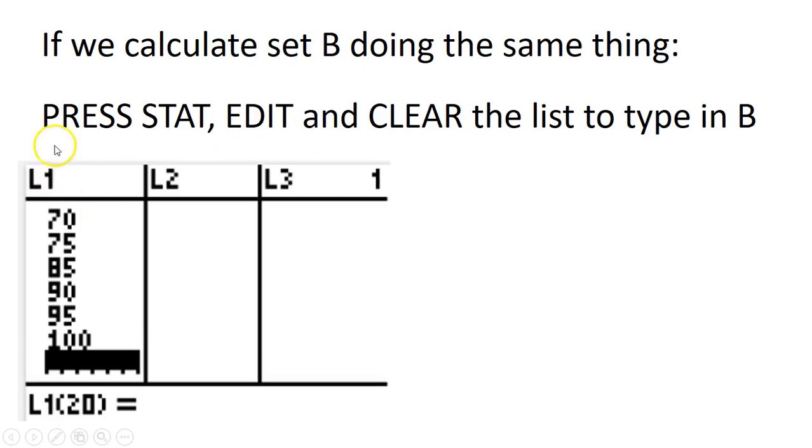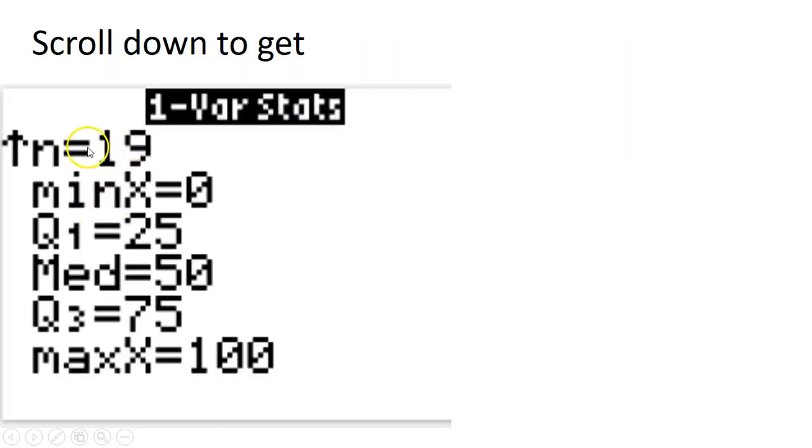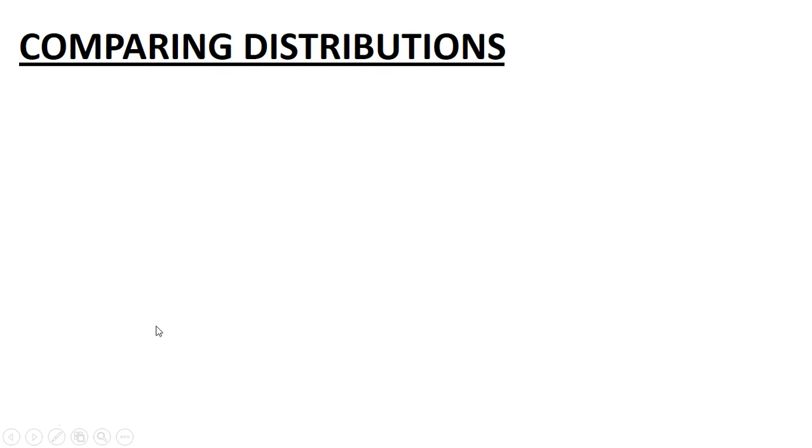Calculate set B. So I erase that all out, press clear, type in my new set of data. I press enter. I scroll down with my one variable stats, and look, I get the same exact thing. So whether you believe me or not, you can plug it into calculators to verify that they are basically going to be the same 5-number summary and same box plots.